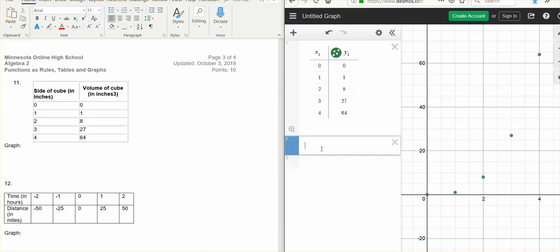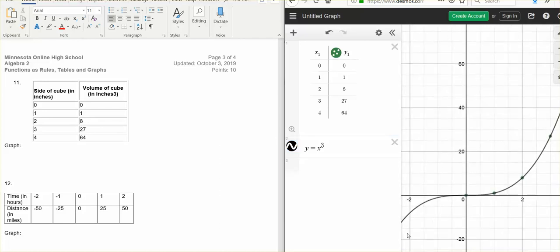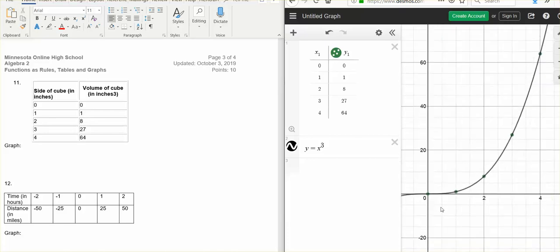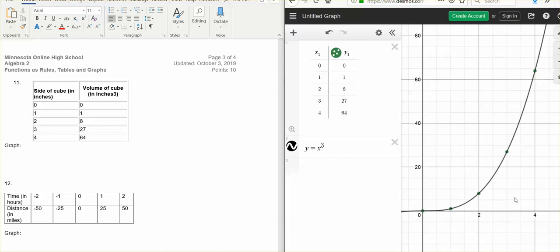The function for this is that y is equal to, if I take my x value and take it to the third power, then I will get a line that goes exactly through this part. Now my domain does not include the negatives. You can see that that's not going to happen for volume of a cube. So I wouldn't want that part when I would write my domain. But this part does show what's happening to my cube.